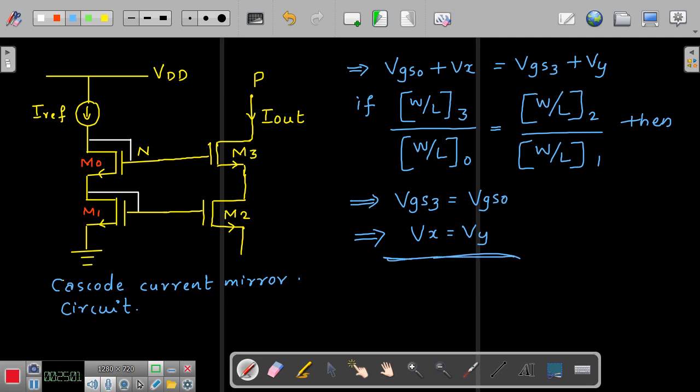Select the third transistor to the zeroth. Okay, so this is M3, this is M0. This ratio and this ratio should be proportionate, right? So select these transistors in such a way that the ratio of W by L3 to W by L0 should be equal to W by L of 2 to W by L of 1. So that will make sure that your VGS3 is equal to VGS0. When VGS3 is equal to VGS0, my Vy will become equal to Vx.